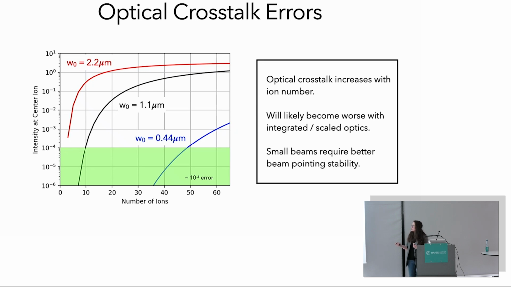And there's also some reason to not want to make your beam super small, even if you could, because that means your pointing has to be more precise. And you also get polarization errors when you start to focus too tightly.